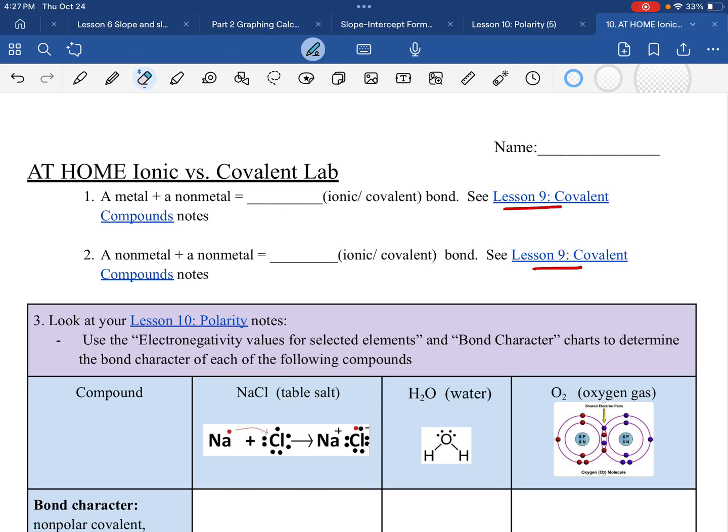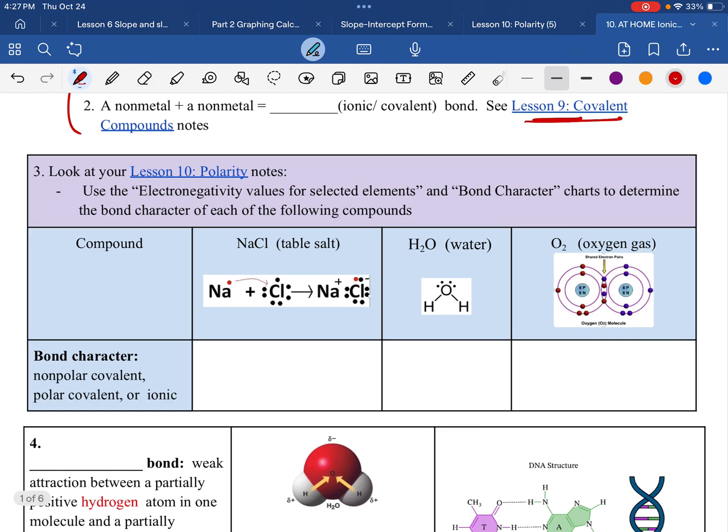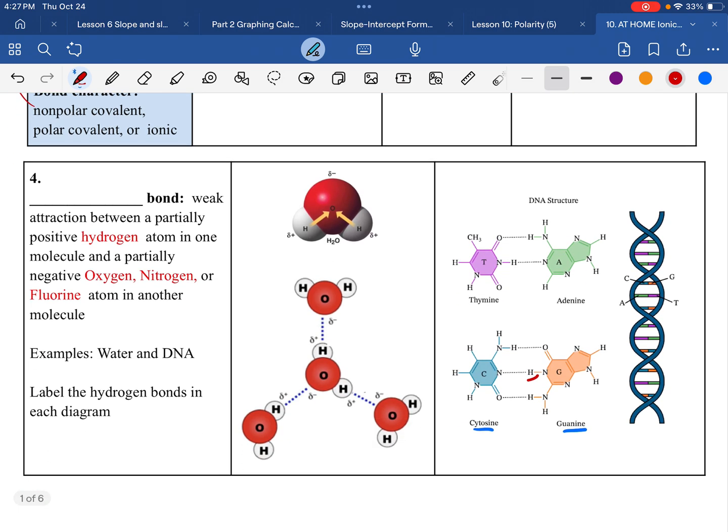At-home ionic versus covalent lab. You're going to answer a few questions, and here are the note sheets to refer to if you need some review for those questions. And then a few new terms. Hydrogen bond. So go ahead and fill that in on your note sheet, on this lab sheet.